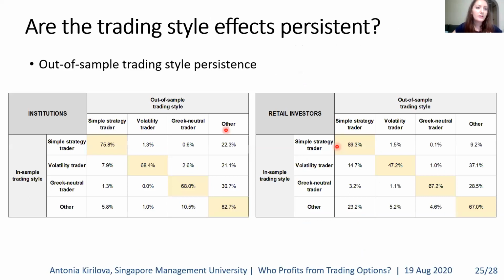And next, we want to see whether these trading style effects are persistent. So we split the sample into two parts, the first part being the in-sample analysis and the second part out of sample. And we use the 60% cutoff definition to define the dominant trading style of each account in sample and out of sample. And these are transition matrices to show the number of accounts who continue to use the same dominant strategy out of sample, or they switch to a different one. So the diagonal shows those accounts who show out of sample trading style persistence. They stick with their dominant trading style. And we see that the percentages there are the largest for both institutions and retail investors. So it seems like there is indeed a persistence in those trading styles.